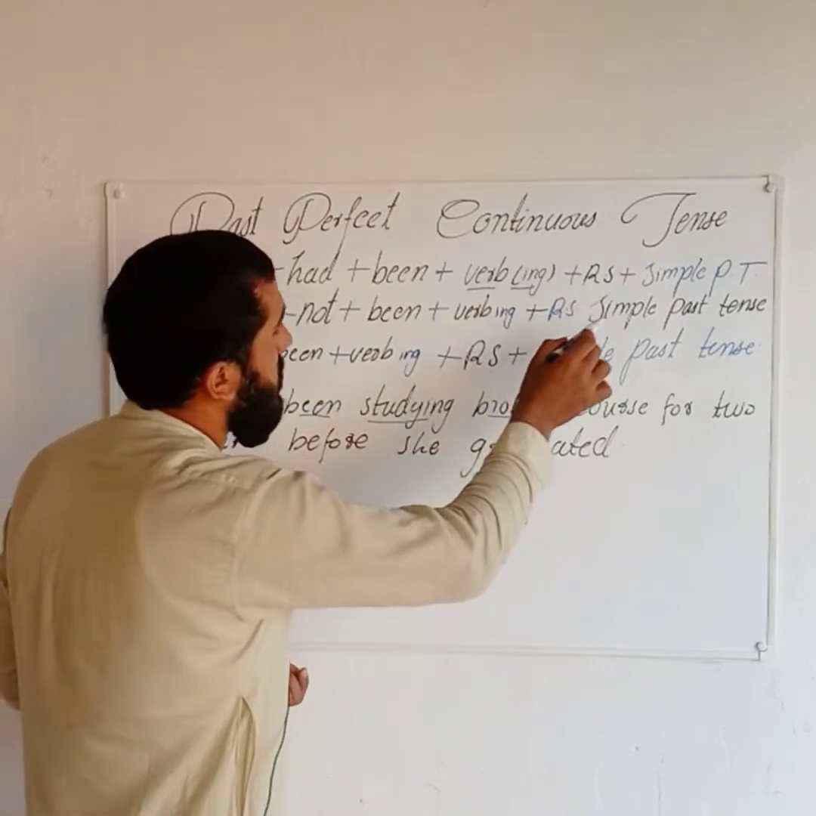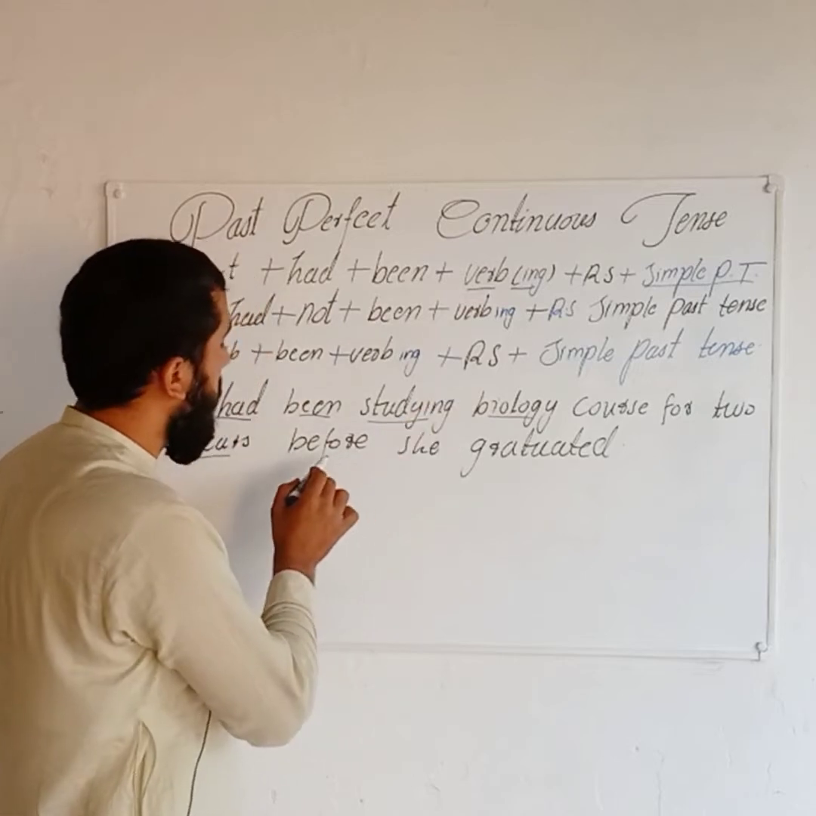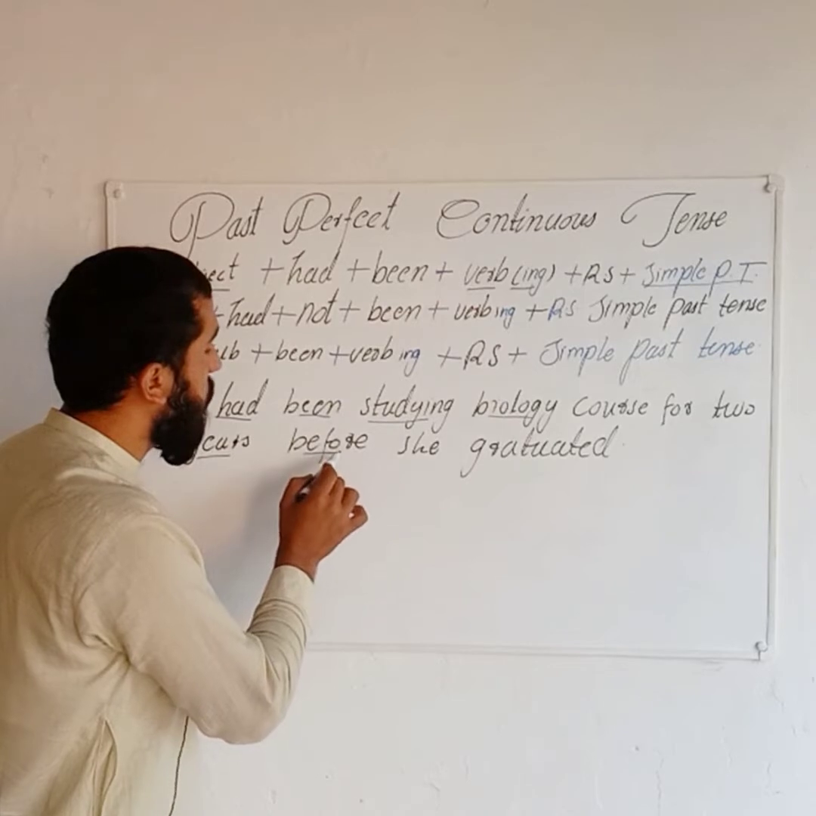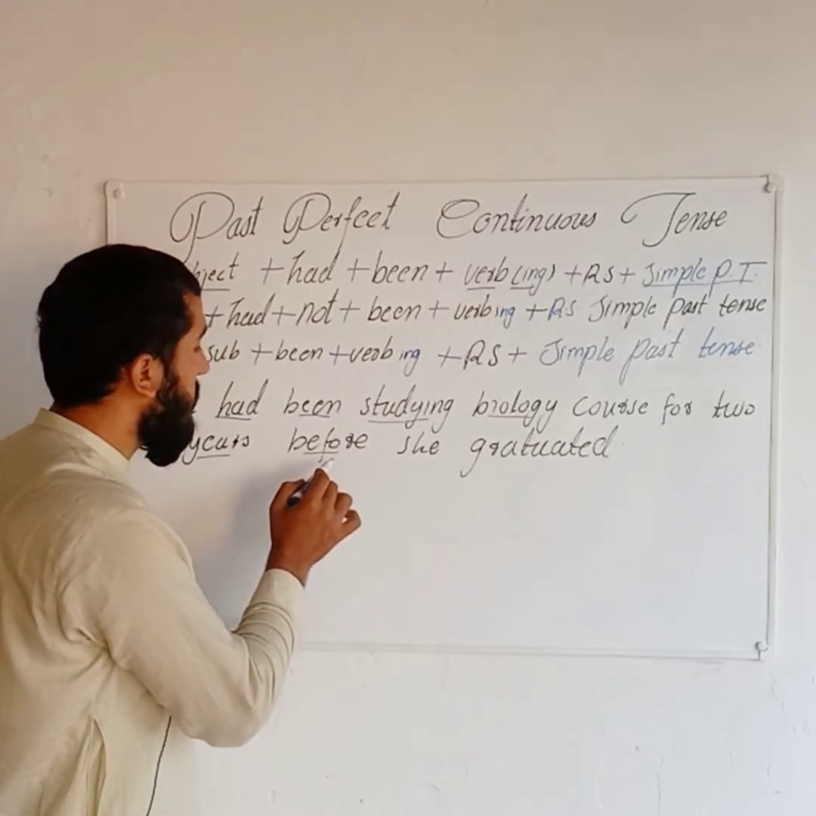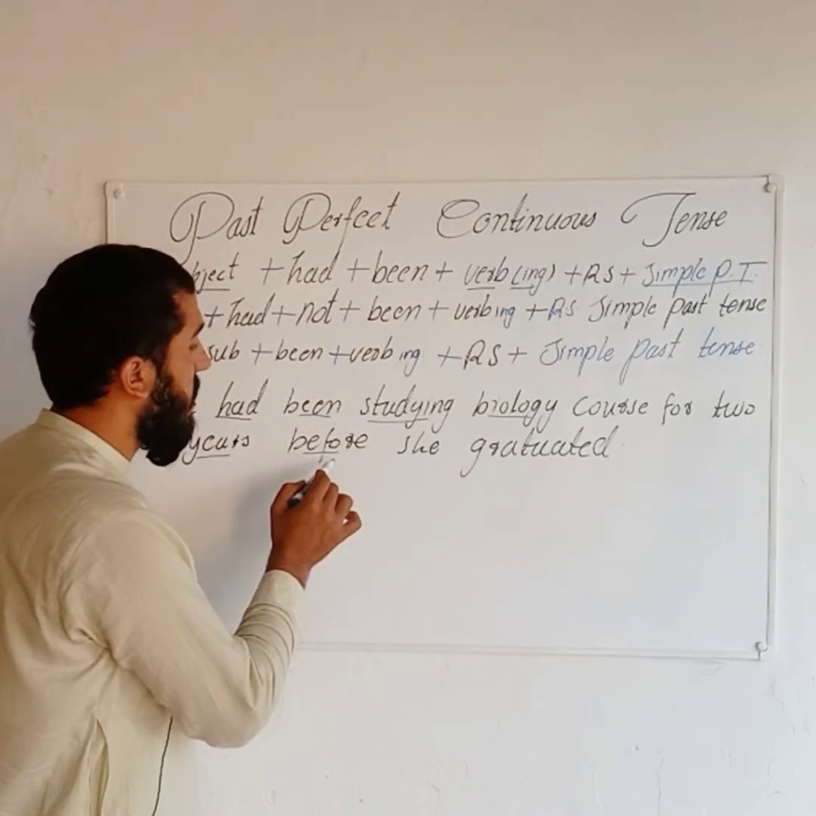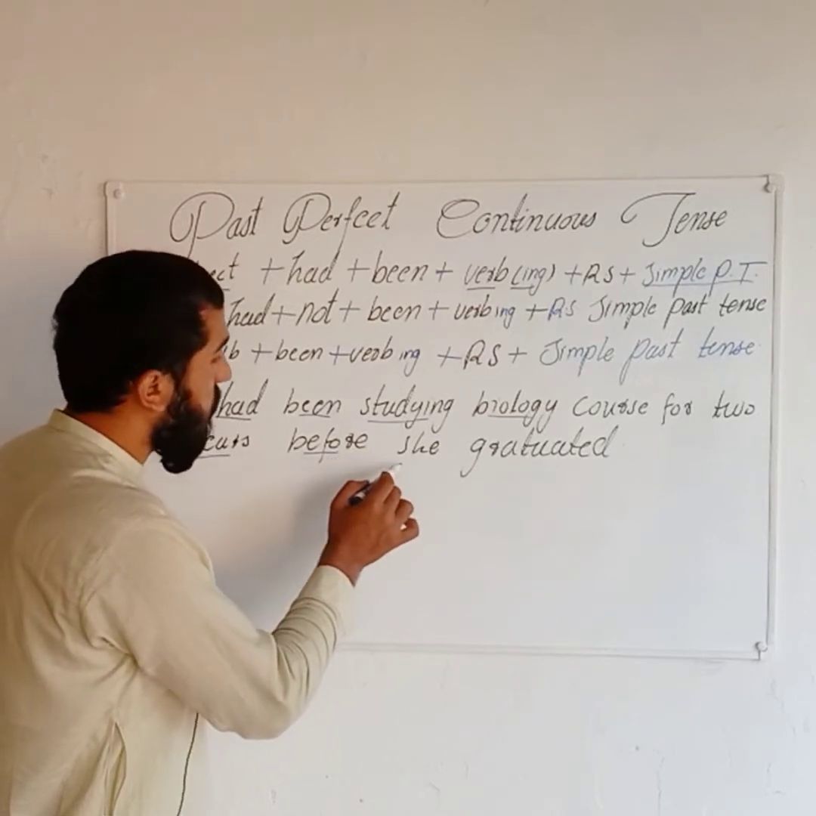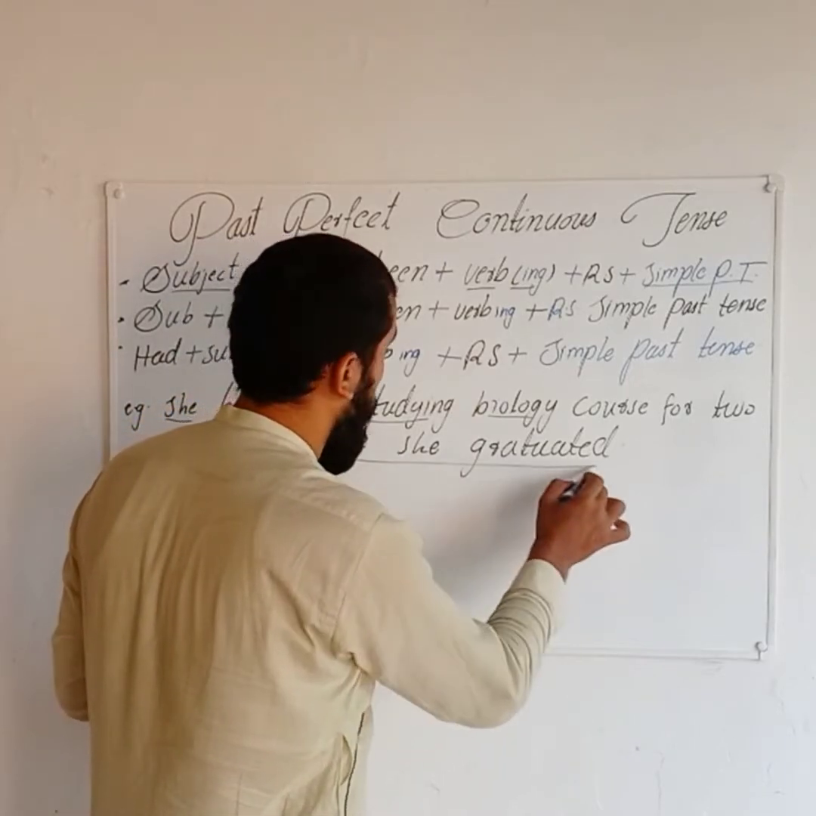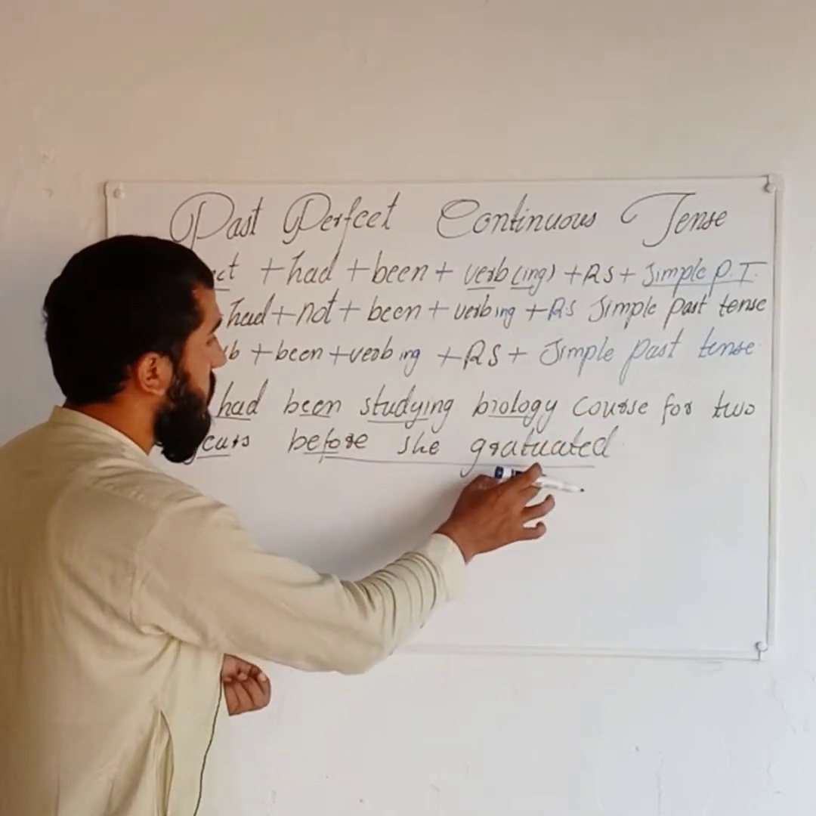And after past perfect continuous tense, we use simple past tense. And simple past tense starts with subordinate conjunctions: when, before, after, or by the time. Simple past tense always starts with before, when, after, and by the time. Before she graduated. This is simple past tense. Well, the first one is past perfect continuous tense, and the second one is simple past tense.